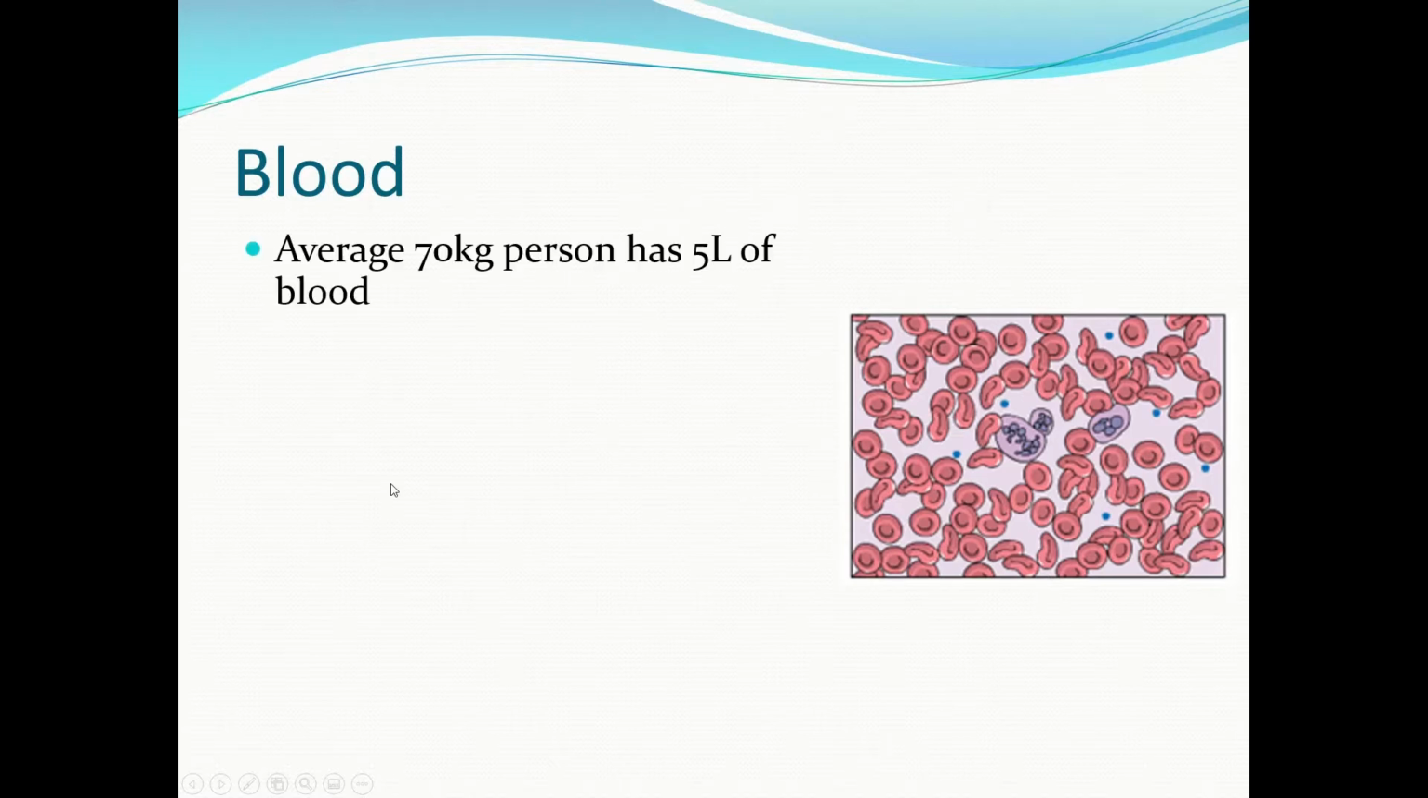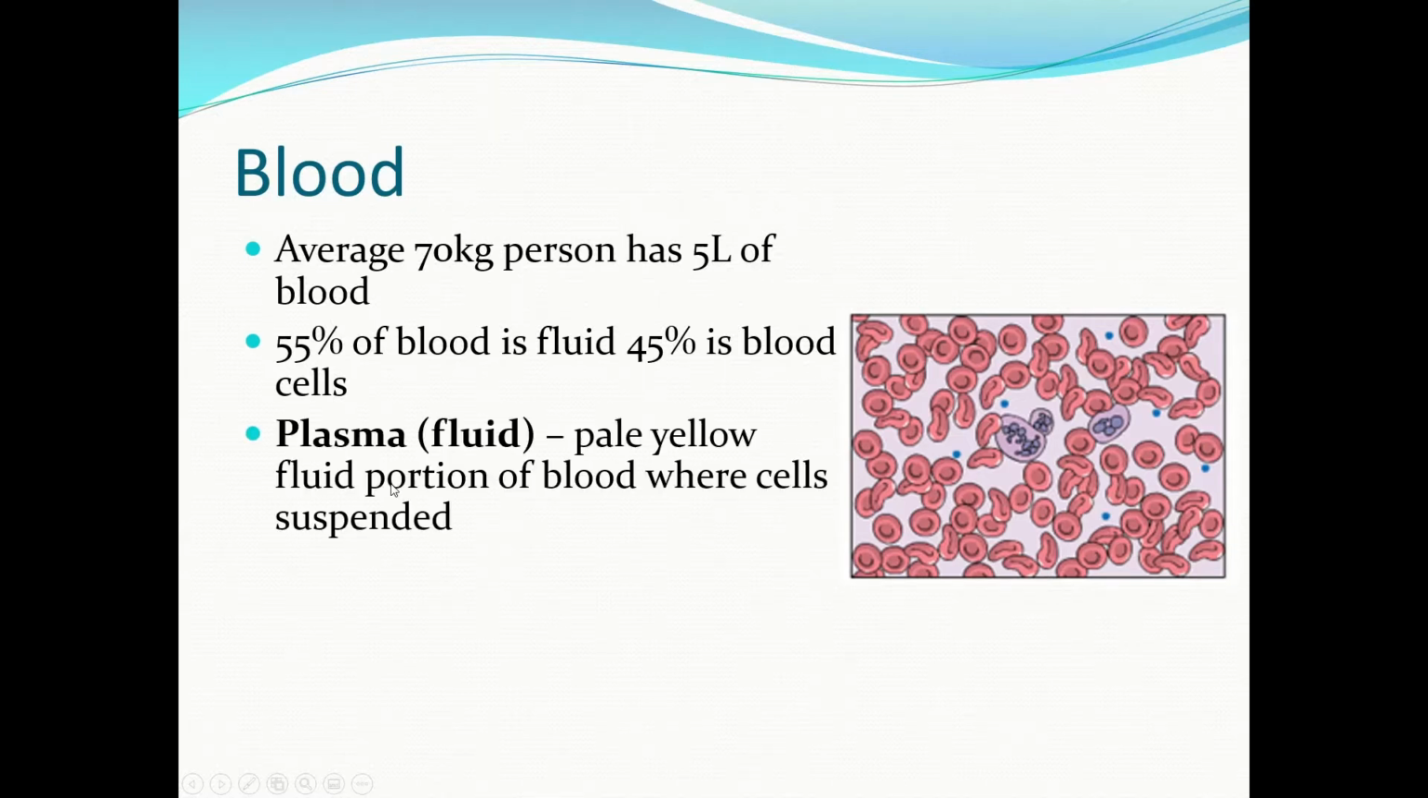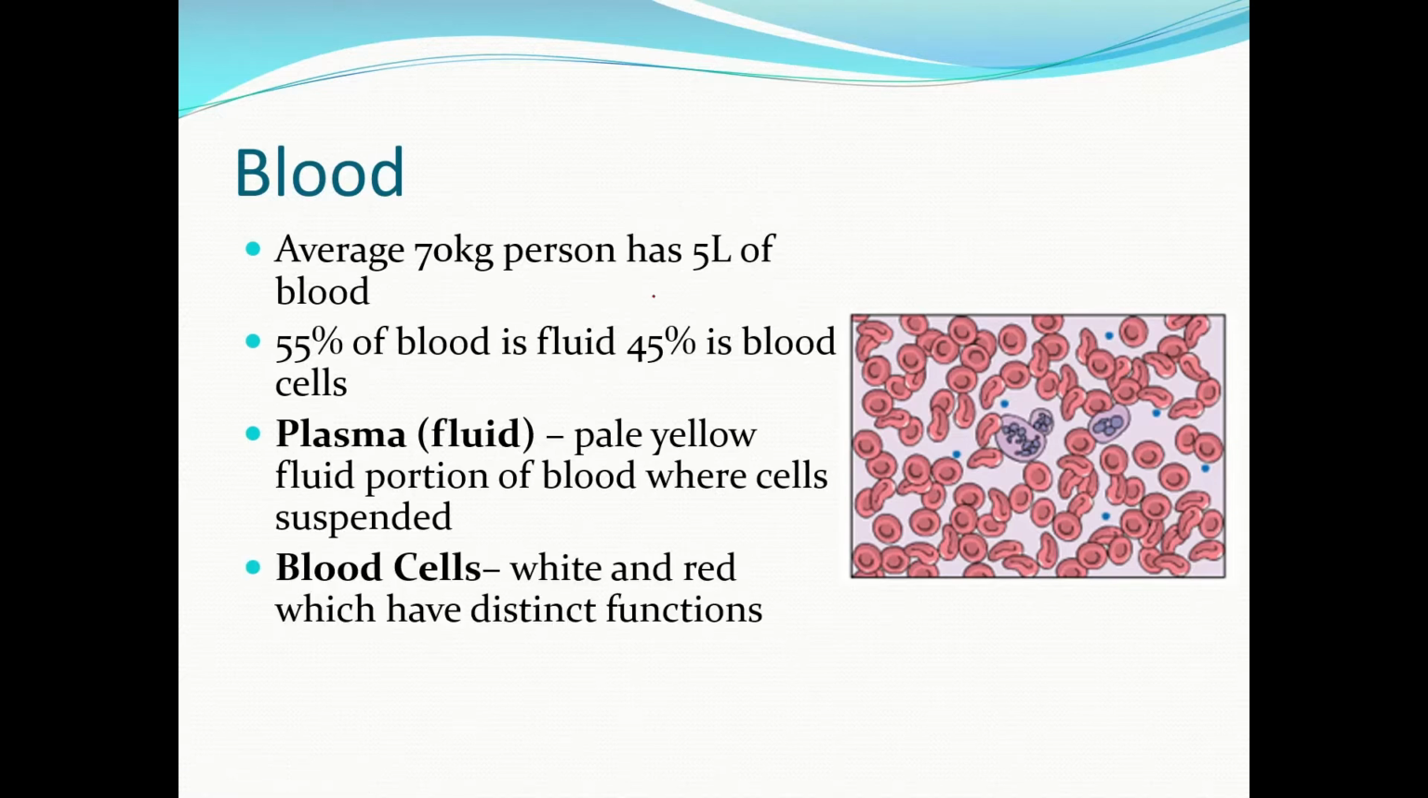So the average 70 kilogram person has about 5 liters of blood. 55% of that 5 liters of blood is fluid, and 45% of it is cells. So plasma is a fluid, makes up 55% of your blood. It's yellow. It's the fluid portion of blood where the cells are suspended. And then you have blood cells. So you have red and white blood cells. This is what the white ones look like, and these are what the red ones look like. So the 45% are cells.